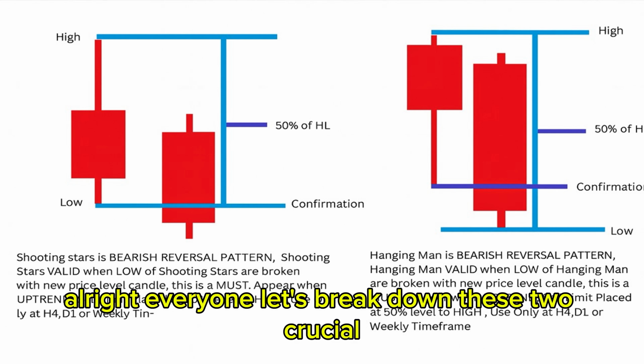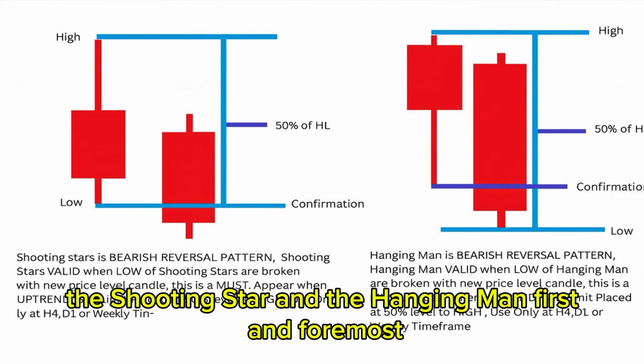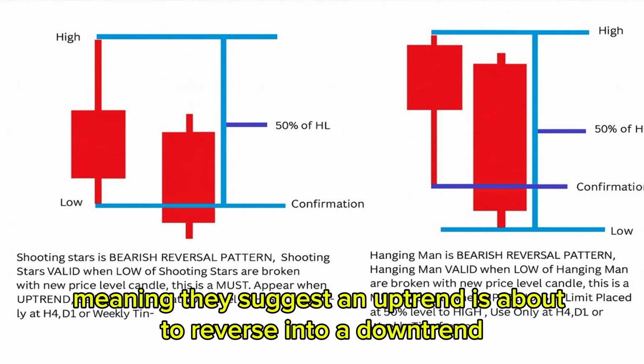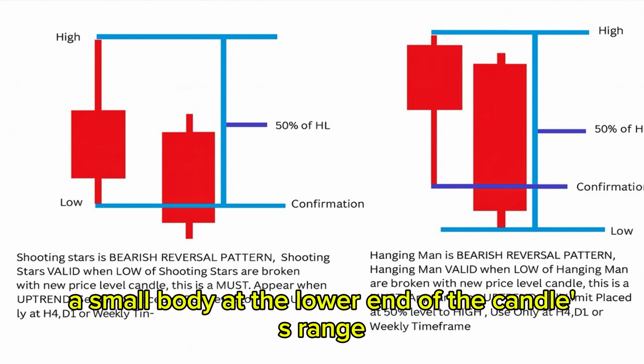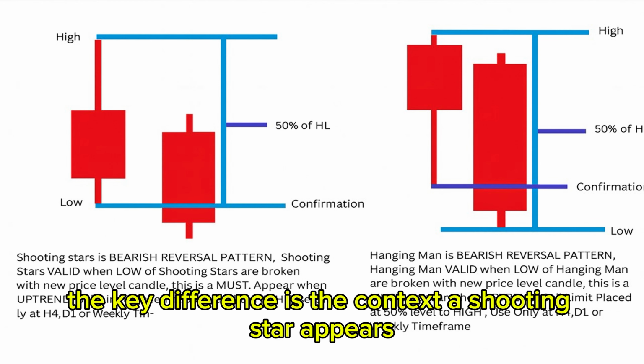All right, everyone, let's break down these two crucial bearish reversal candlestick patterns, the shooting star and the hanging man. First and foremost, you must remember that both of these are bearish reversal signals, meaning they suggest an uptrend is about to reverse into a downtrend. They look very similar, a small body at the lower end of the candle's range and a long upper wick or shadow. The key difference is the context.